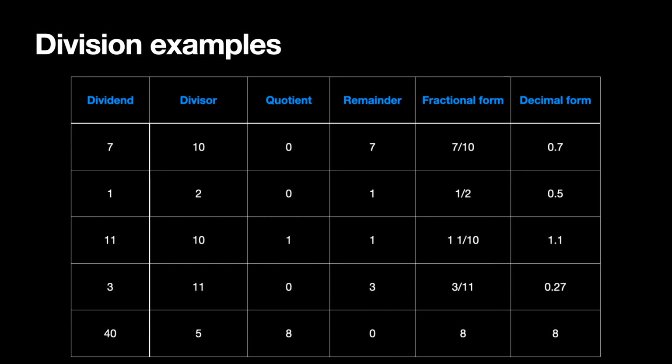3 divided by 11 gives us a quotient of 0 with a remainder of 3. The fractional form is 3 by 11 and the decimal form is 0.27. 40 divided by 5 gives us a quotient of 8 and a remainder of 0. Notice how 5 perfectly divides 40, so the remainder is 0. Whenever the remainder is 0, the decimal form is same as the quotient.